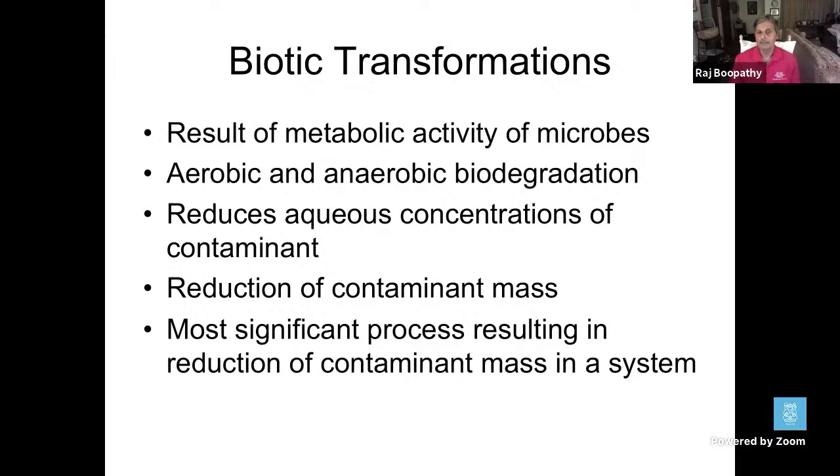Then we look for what is happening once you provide all that. The organism is going to metabolize, and you need to look for the metabolic activity of microbes. And then you can choose between aerobic and anaerobic degradation. If anaerobic works for you, just simulate anaerobic conditions and enhance the microbes. And you can reduce the aqueous concentration of contaminant, and then you can reduce the contaminant mass. These are some of the advantages of using microorganisms. The most significant process is reduction of contaminant mass in the system. So you permanently remove the chemical, so you don't have a future liability.